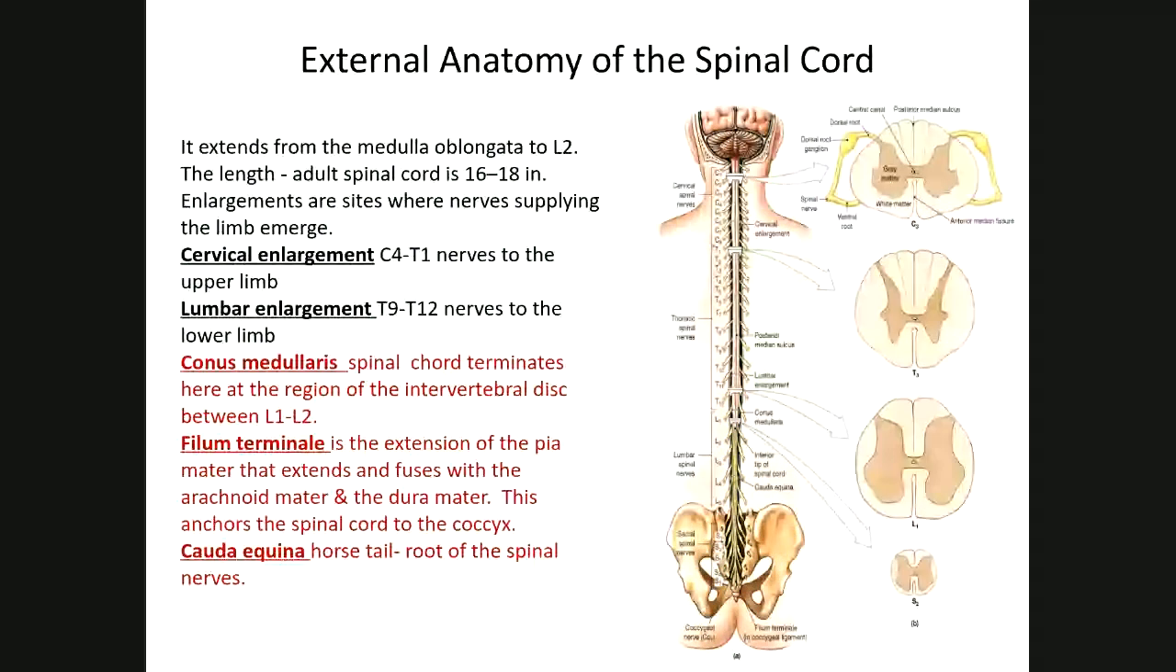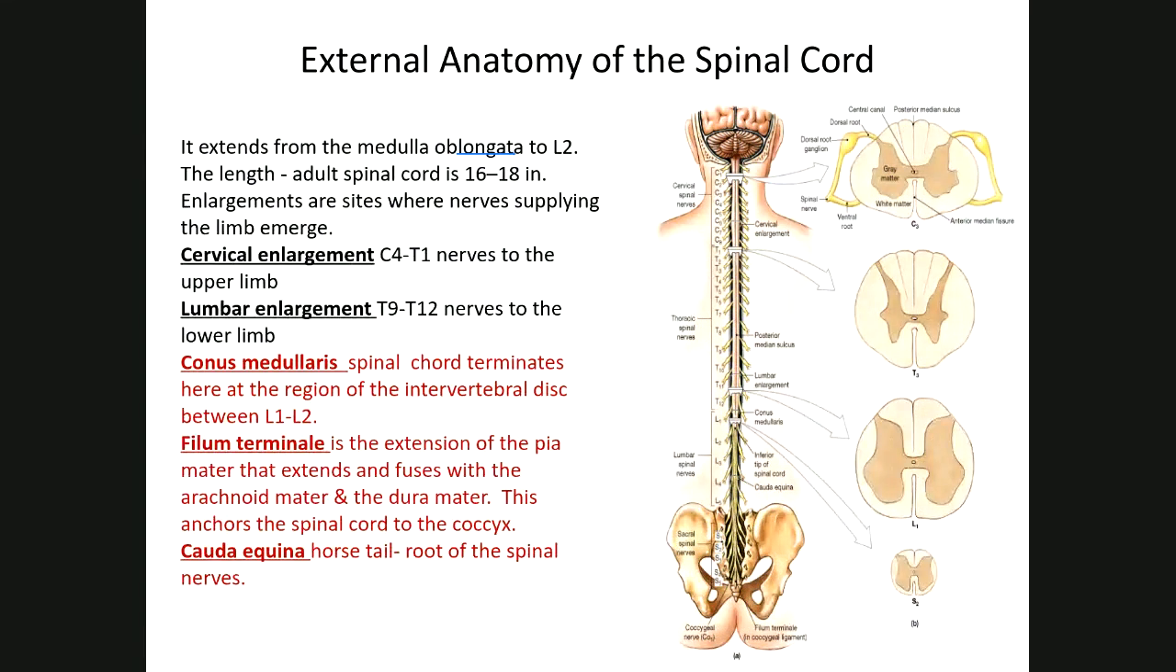So let's look at the anatomy of the spinal cord. The spinal cord extends from the medulla oblongata till the level of L2. At L2, the spinal cord ends. The length of the spinal cord is generally about 16 to 18 inches.